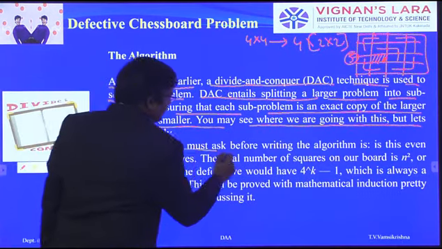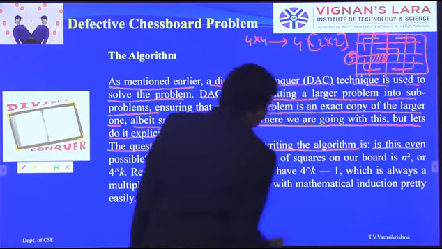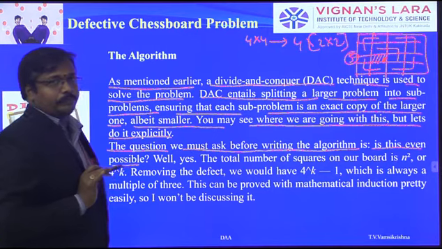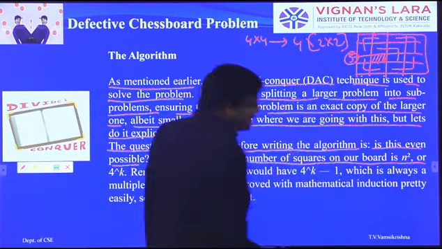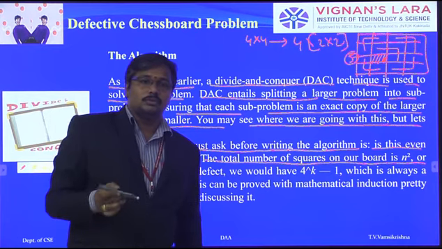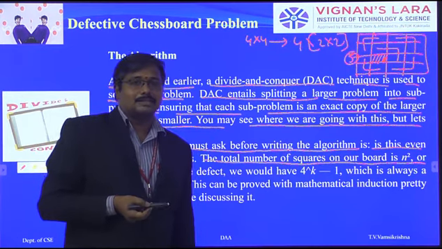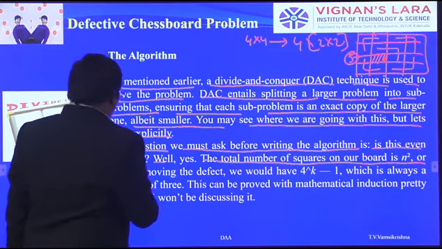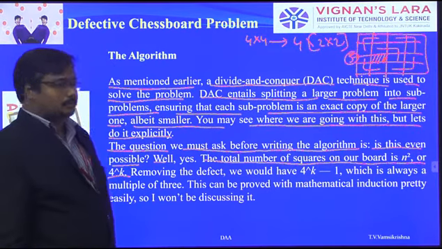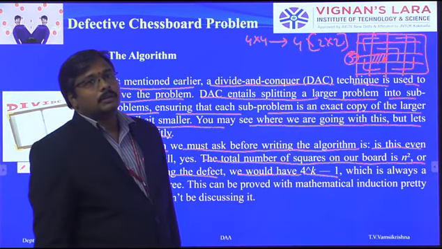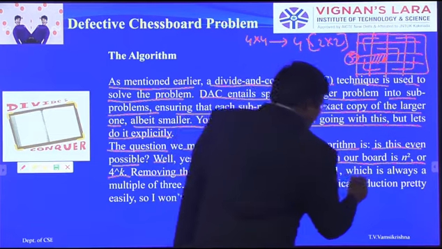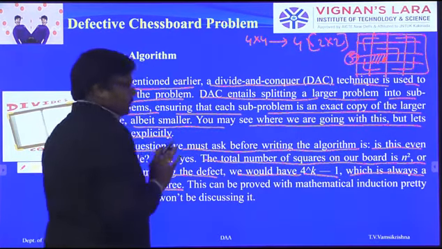And the question we must ask before writing the algorithm is, is this even possible? Well, the total number of squares on the board is n squared. Say the n value is 2. So 2 by 2 means 2 squared, 4. So totally 4 tiles are there. So 4 to the power k. Initially the k value is 1. So removing the defect, we would have 4 to the power of k minus 1, which means 3. So it is always a multiple of 3.